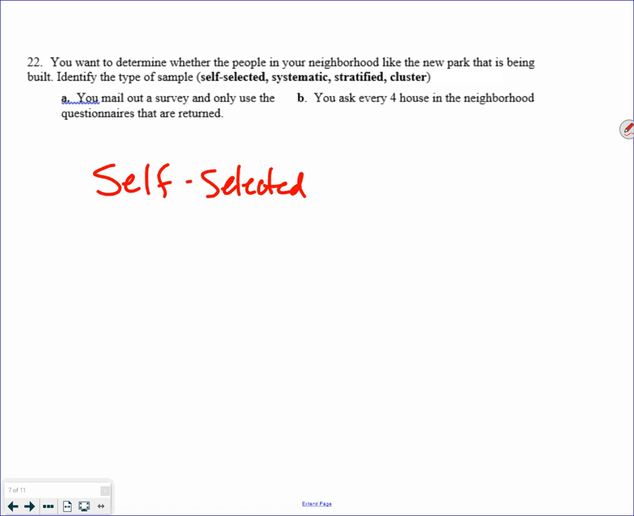You ask every fourth house in a neighborhood. This would be considered a systematic sample because you have a rule. You're going to talk to every fourth house in a neighborhood.